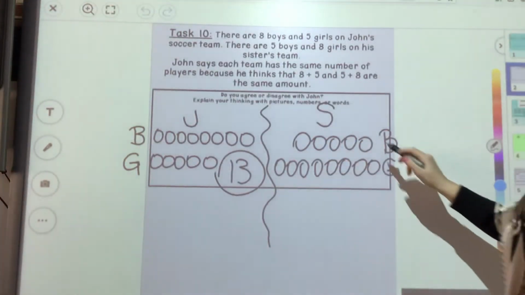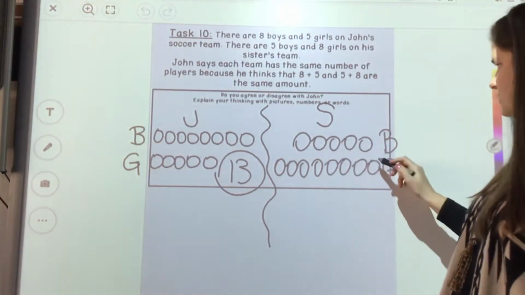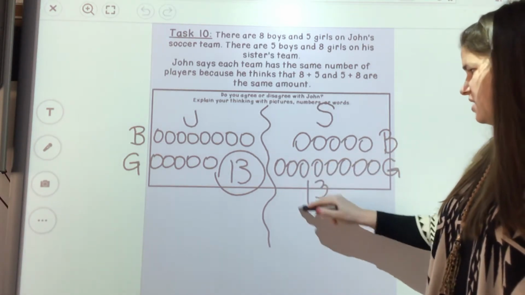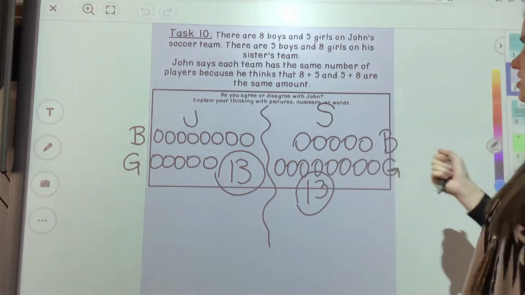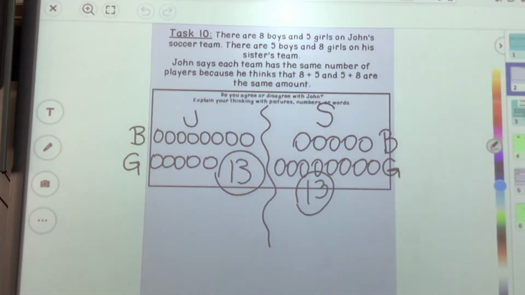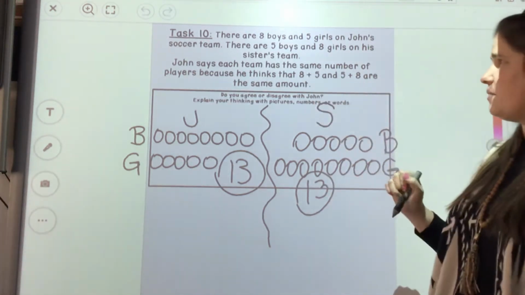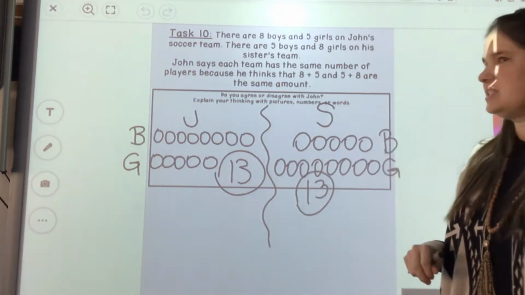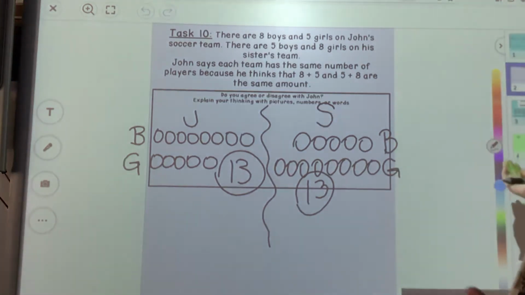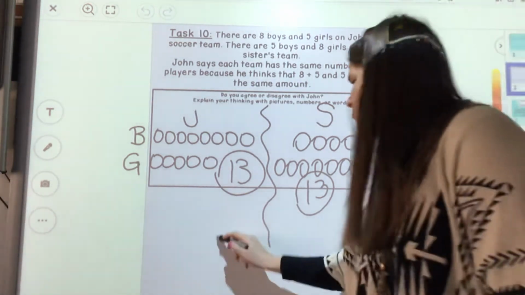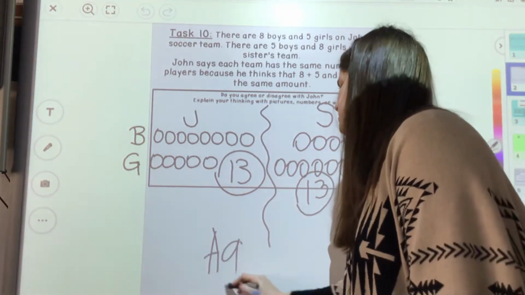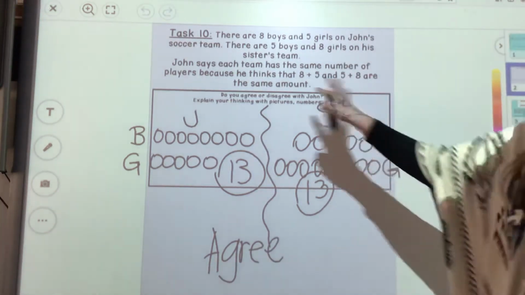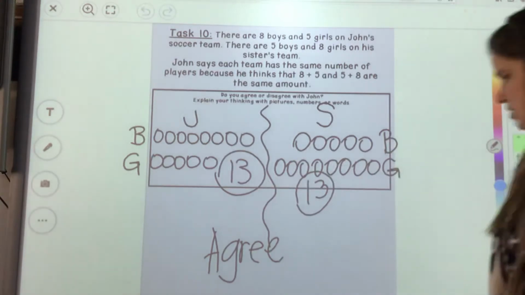Then I'm going to count. 1, 2, 3, 4, 5, 6, 7, 8, 9, 10, 11, 12, 13. So there are 13 on John's team and 13 on the sister's team. So John said each team has the same number because he thinks that 8 plus 5 and 5 plus 8 are the same amount. So I think that I agree with John because 13 and 13 are the same amount. And we showed our picture.